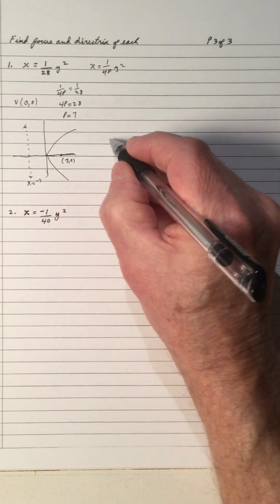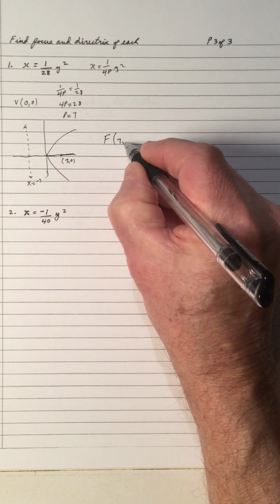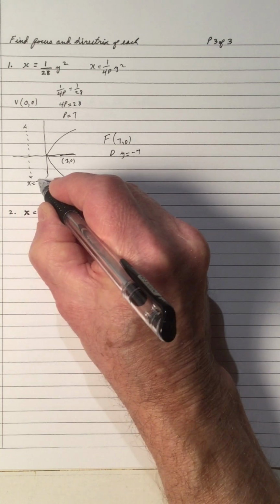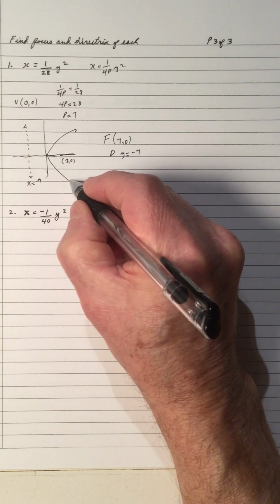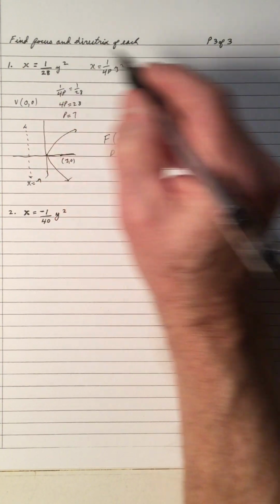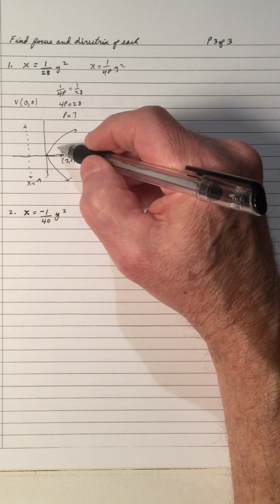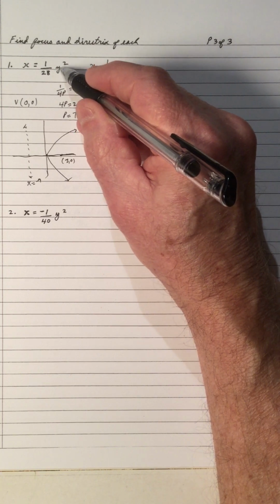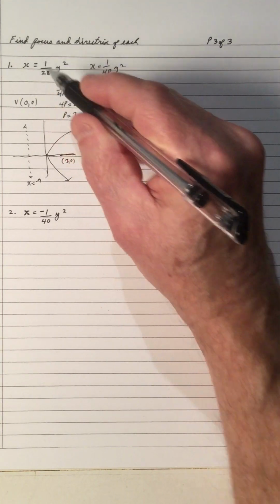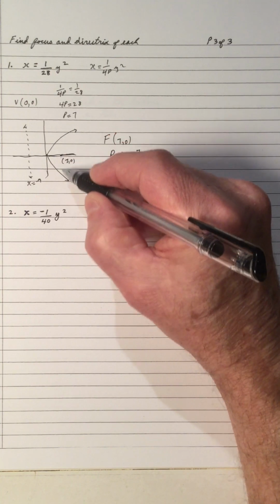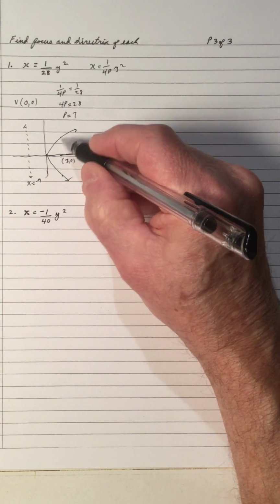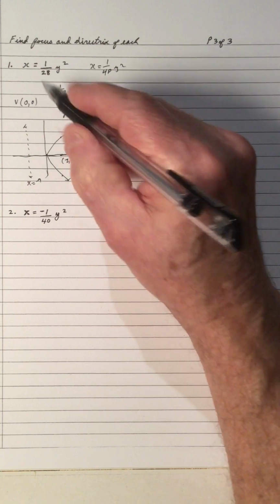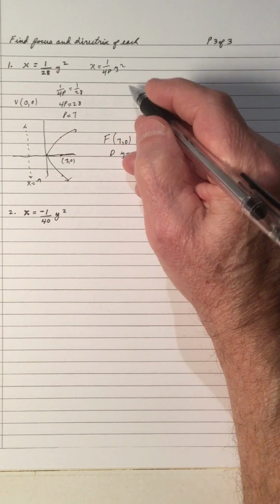And so that's the focus. We call it F, 7, 0. And directrix D is x equals negative 7. And notice it's opening to the right, and it's x equals y squared. Another way to tell too, if you take the values of y and substitute the two y values, either plus or minus will give you a positive x. So no matter what y is here, and no matter what y is here, the x remains positive. So y can be plus or minus with the x positive. That means it opens to the right.